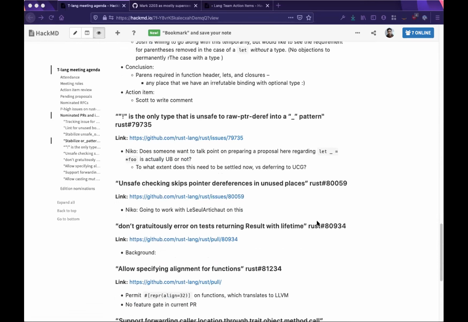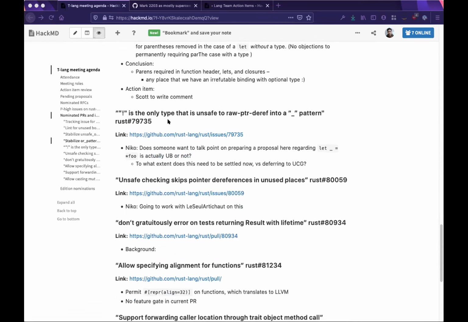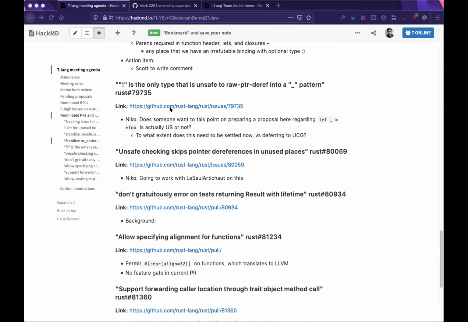Yep. So never is the only type that is unsafe to raw pointer deref into, blah, blah, blah. Yeah, so we've been over this a few times. We've kind of got this specific sub-instance about unsafe checking not doing what we expect. LaSol Artichoke is working on that. We're going to talk together later on. There is still a little bit of unclarity here about whether let underscore equals star foo is meant to be UB.